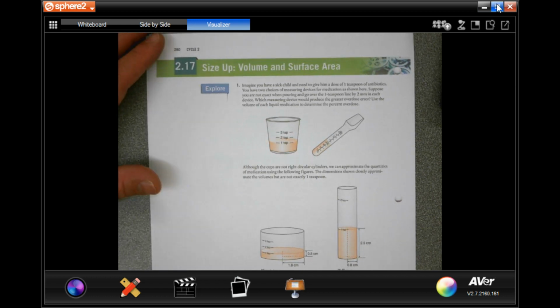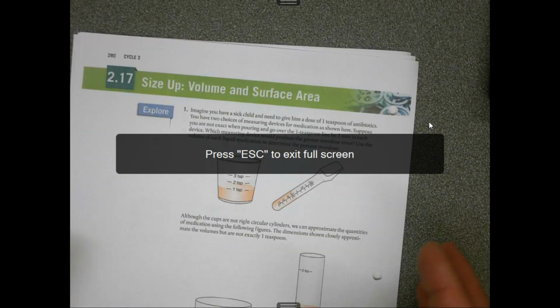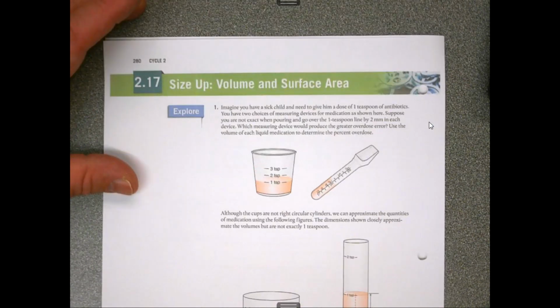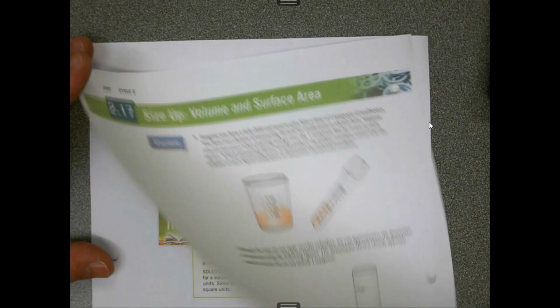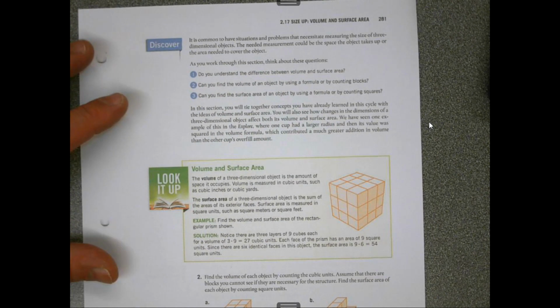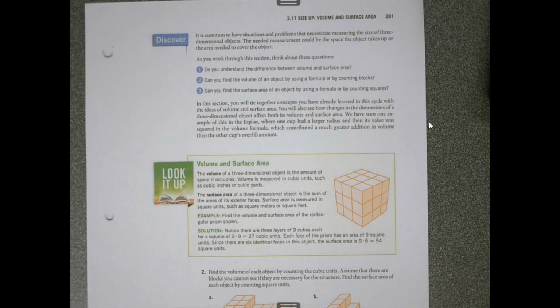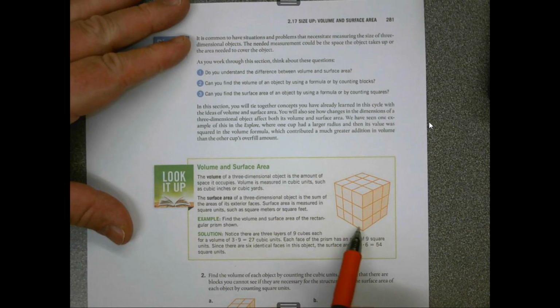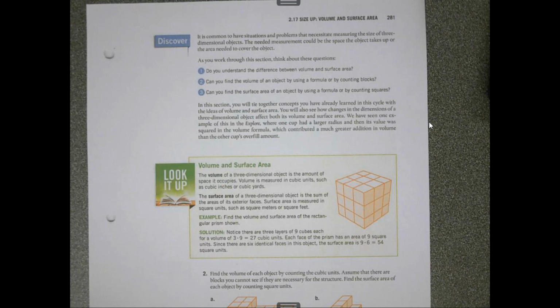Okay, 2.17. This one is volume and surface area. We're going to go ahead and just go right to the problems and not do the explore problems. Volume is measured by taking the length times the height times the width. There's all kinds of formulas for these.